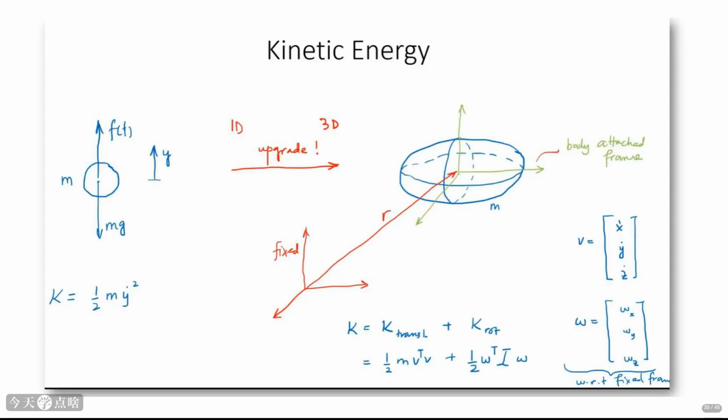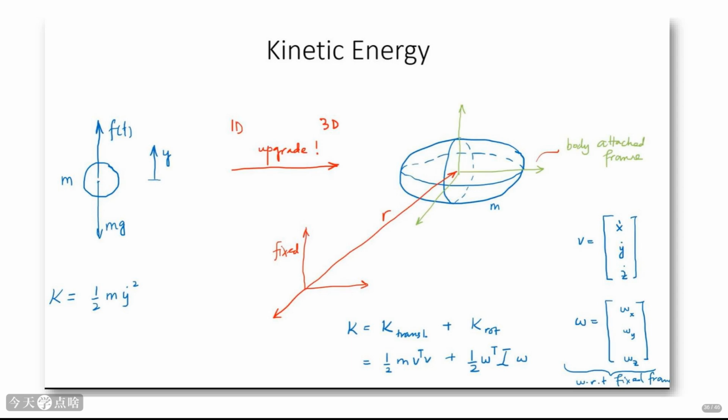Calculating kinetic energy for a general robot involves both translational and rotational motion. The total kinetic energy K is the sum of the translational kinetic energy K translational and the rotational kinetic energy K rotational. For a rigid body, the translational kinetic energy is 1/2 mv squared, where m is the mass and v is the linear velocity of the center of mass. The rotational kinetic energy is 1/2 omega transpose I omega, where omega is the angular velocity vector and I is the inertia tensor of the body.